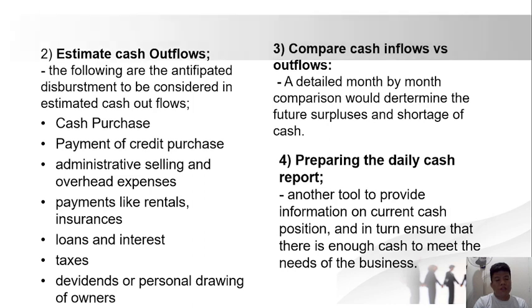Second, estimate cash outflows. The following are the anticipated disbursements to be considered in estimated cash outflows: cash purchases, payments of credit purchases, administrative, selling and overhead expenses, payments like rentals, insurances, loans and interest, taxes, dividends or personal drawings of owners.